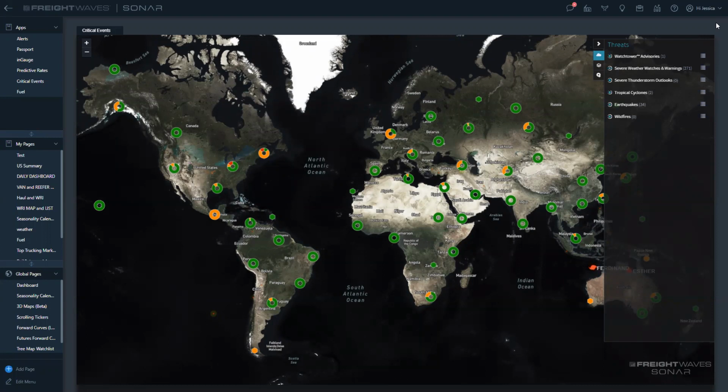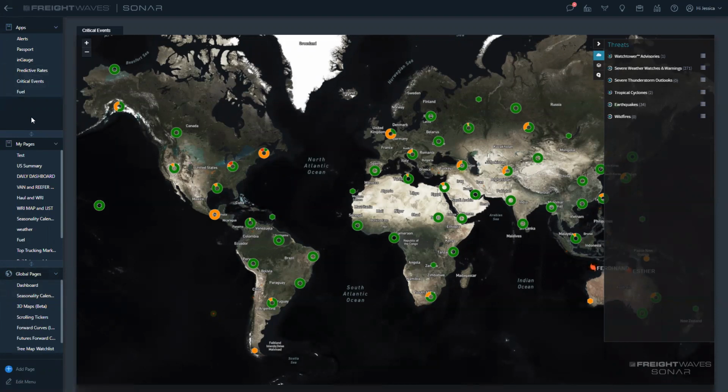This is our global page. This is something that you can play with, but it is not super customizable or editable in any way. As you can see, on the bottom left-hand side are our global pages. These are all of those pages that you can view at any time. They do change from time to time, depending on data sets or features that we have released, but you cannot edit or customize them. But those are always available to you when you immediately log into SONAR.